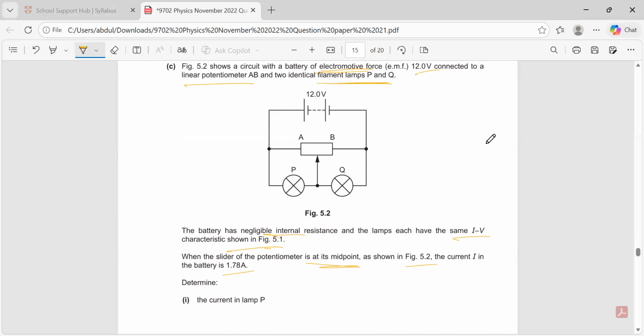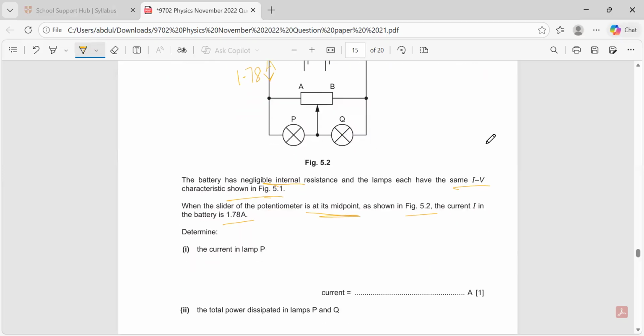So current in the battery, my dear friends, is 1.78 amperes. Determine the current in the lamp P.